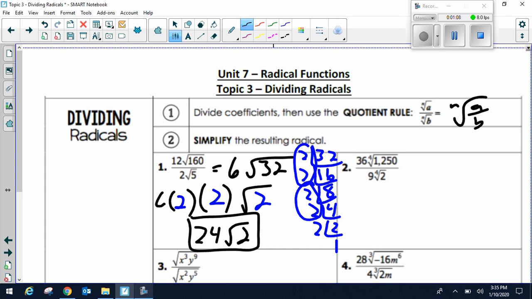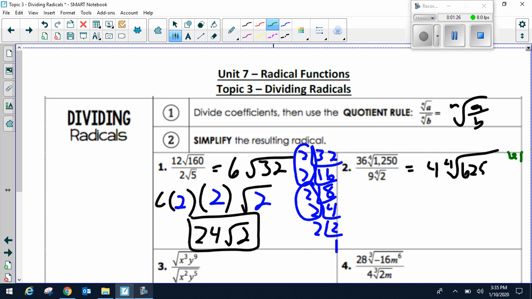Same thing with the next one. You do 36 divided by 9 first, so that gives you 4. And then you have the fourth root, and since they have the same index, you can just divide them. So 1250 divided by 2 gives you 625. And then you use the birthday cake from there to simplify it down.